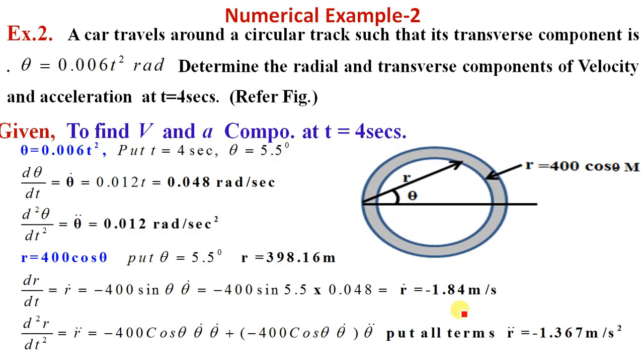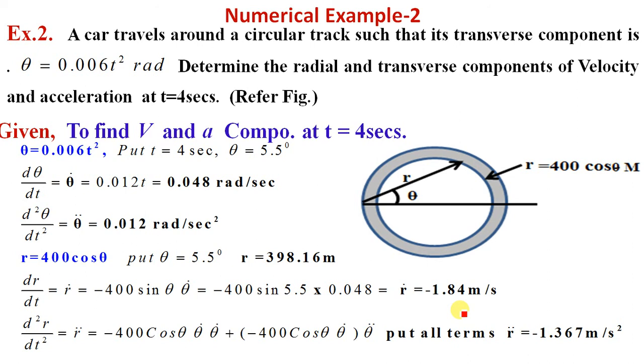Now second numerical. A car travels along a circular track such that its transverse component is 0.3, theta is equal to 0.006 t square radian. Determine the radial and transverse components of velocity and acceleration at t is equal to 4 seconds. To find out v and a components at t is equal to 4 seconds, theta is equal to 0.006 t square. Put t is equal to 4 seconds, theta is equal to 5.5 degree.